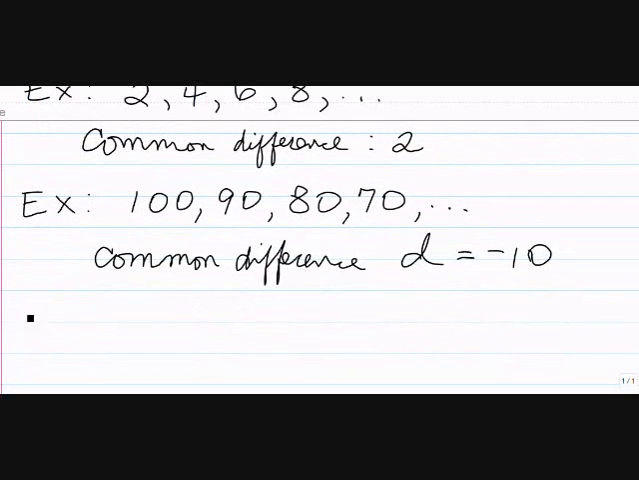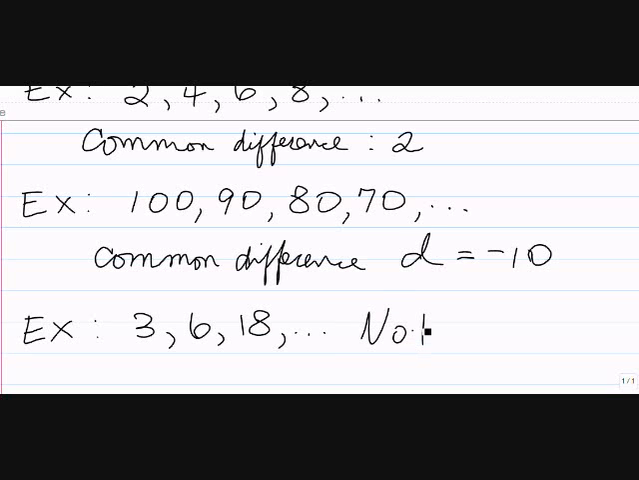Now, if I gave you, for example, the sequence 3, 6, 18, that one to me is not looking arithmetic. To go from 3 to 6, I add 3, but to go from 6 to 18, I'd be adding 12. That's not a common difference. Oh, so this one is not arithmetic. This one is geometric. We'll do that one tomorrow.